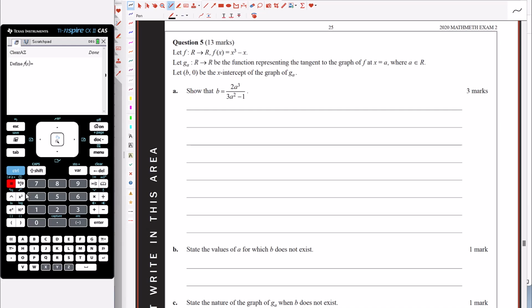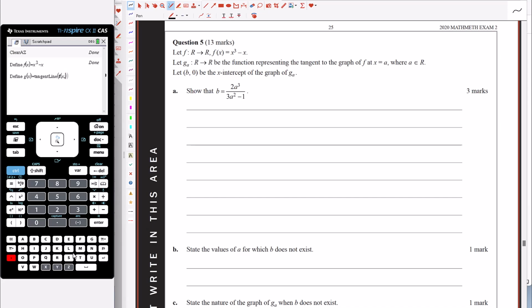So defining f of x as x cubed minus x, and g of x is the tangent to the graph of f at x equals a. Okay, so that means I can do that. I can also define g of x as being, menu 4.9, the tangent to f of x at x equals a.